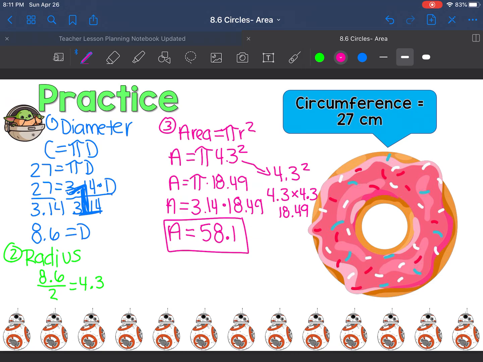Now you're going to hop on back over to Teams and you're going to complete today's area of circles drag and drop. Now, it's going to look very familiar. The setup is very similar to the circumference drag and drop, but this is for looking for area. Each box will tell you if you're looking for the area or for the radius.